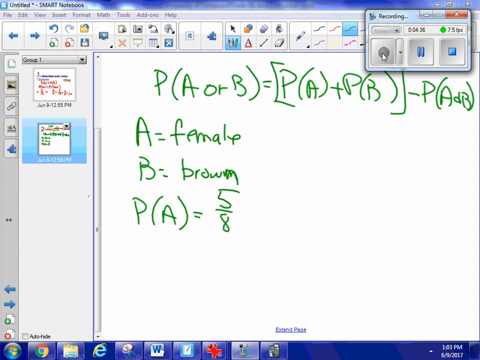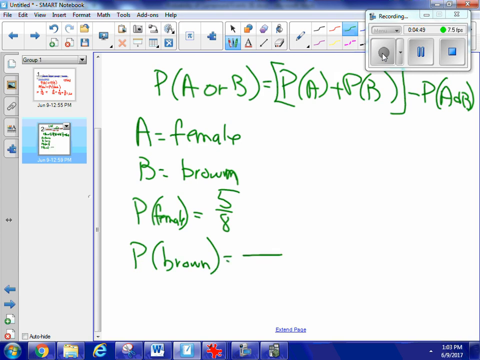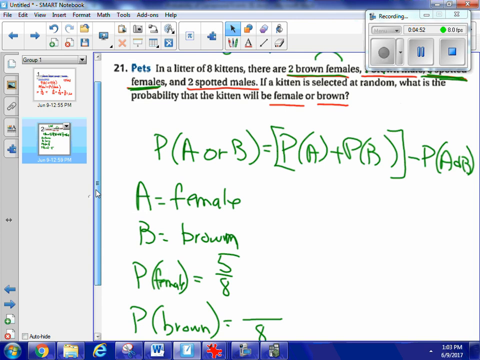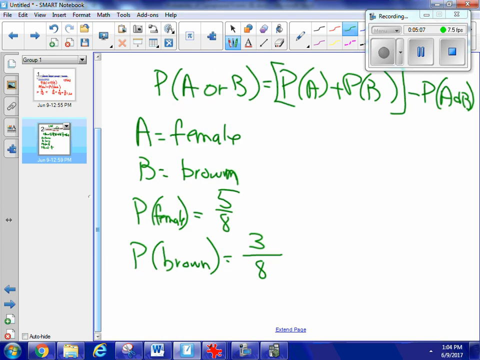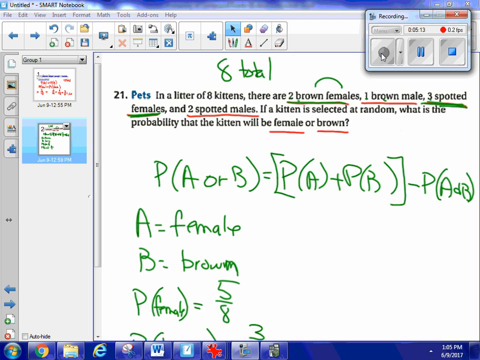And the probability of brown, well, I have the same 8 kittens, so I know that's going to be my denominator. And I have 2 brown females and 1 brown male, so that gives me 3 brown. And now I need to know what is the probability that they are female and brown. And that is 2 out of 8.